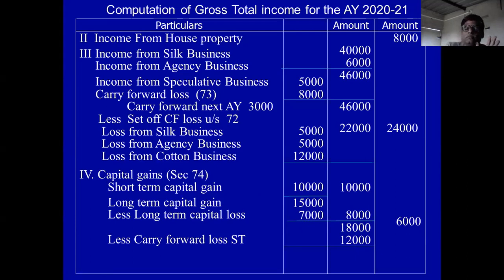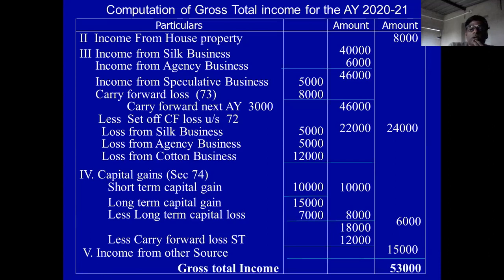You see the point, you remember. Then income from other sources 15,000. You take income from other source 15,000. Then take the total is 53,000. 53,000 is the gross total income. Okay, this is the fourth example of 15 marks.